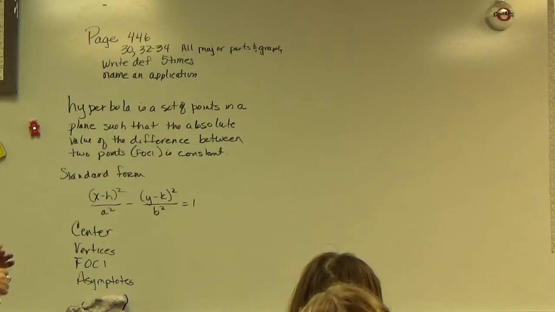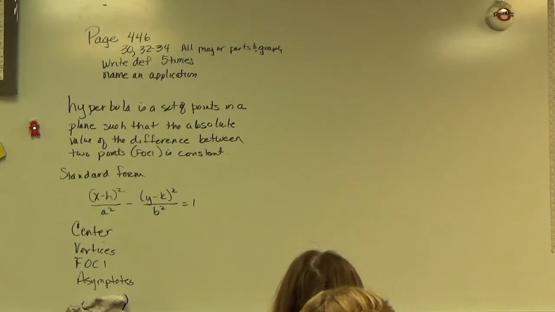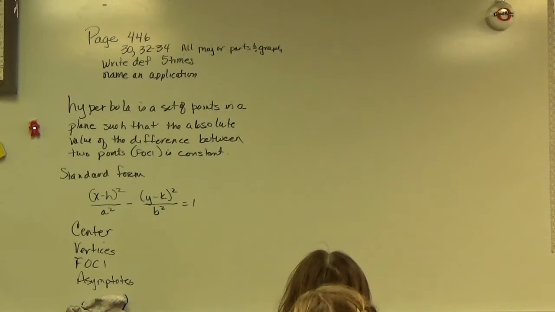Okay, you guys ready to go? How do you spell the last word? I can't quite read it. Asymptotes. A-S-Y-M-P-T-O-T-E-S.